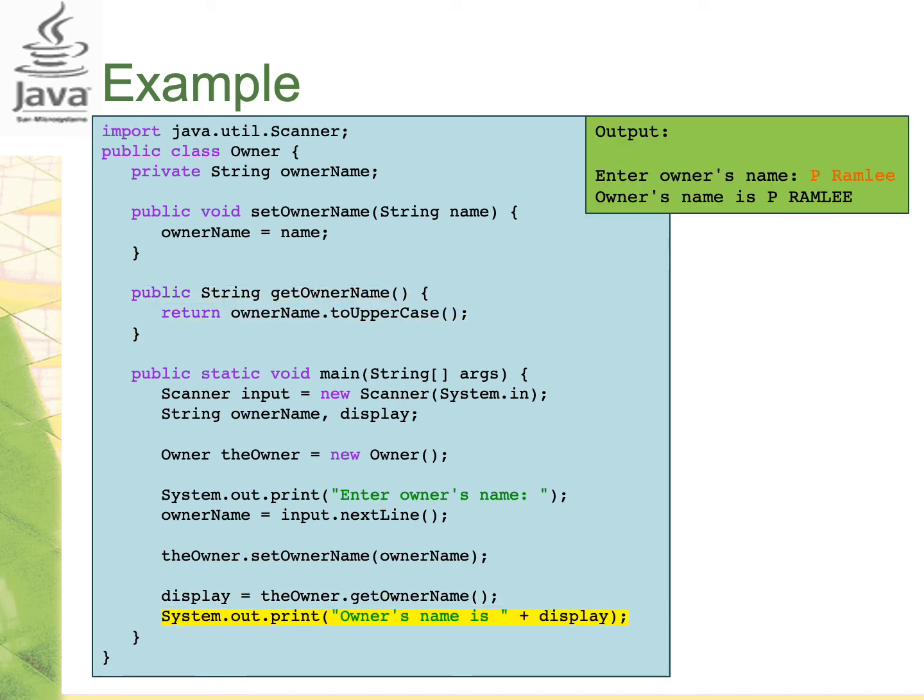So, when it gets to the last system.out.print, it will display "owner's name is" and the name of the owner in capital letters, which is p_rumly, as shown in the output over here.